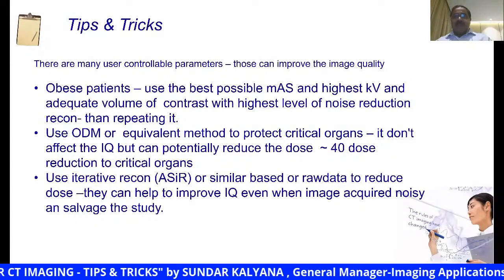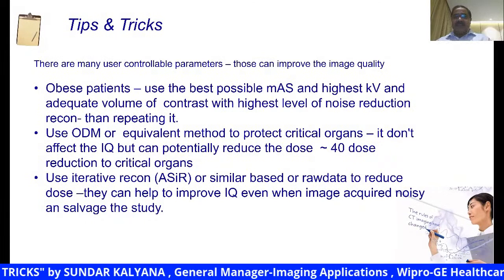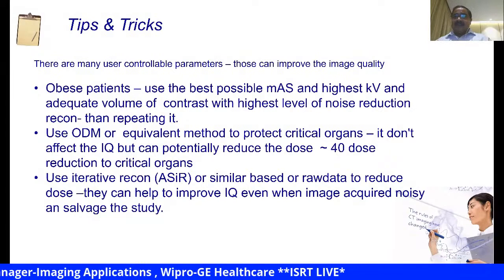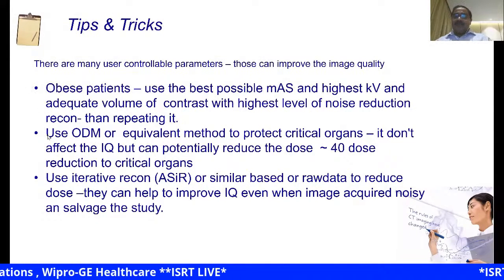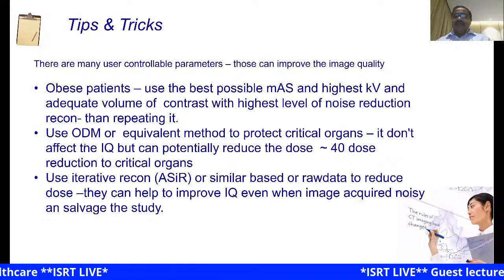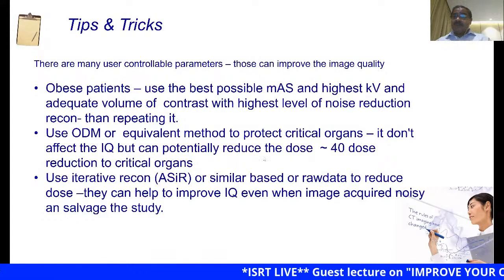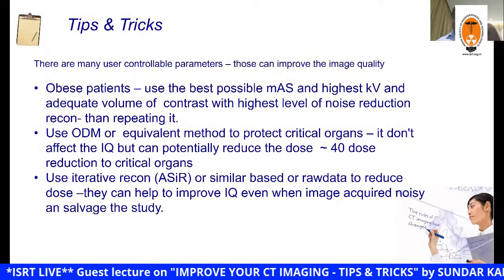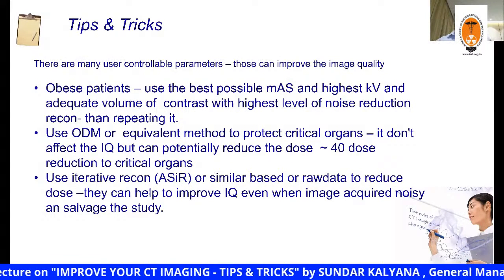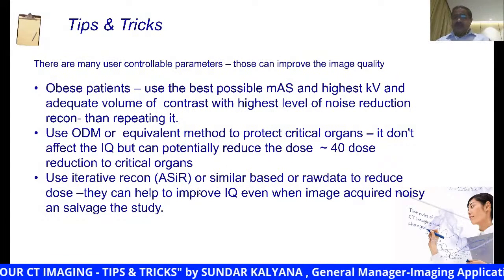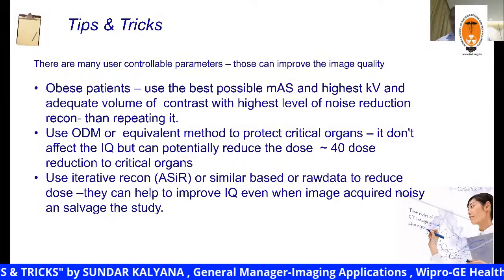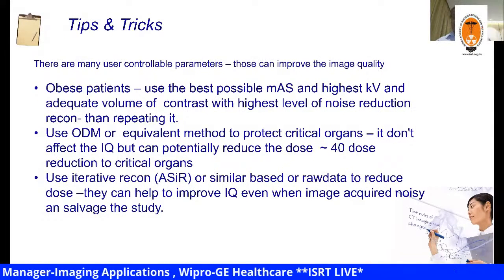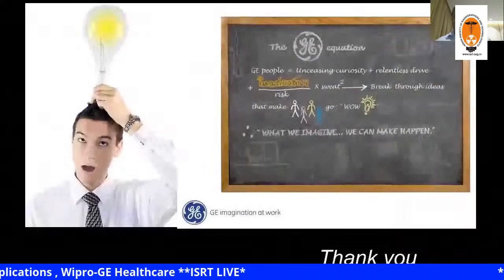So in obese patients, use the best possible technology of mAs and kV and adequate volume of contrast. Please don't compromise. It's better not to repeat a scan than giving a higher dose to the patient. Use of dose reduction techniques like organ dose modulation can reduce nearly 40% of dose. And of course, iterative reconstruction, which is very, very strong in terms of noise reduction, not only improves the noise but also improves the overall image quality. And many times it comes as a great helper to salvage a very noisy study.